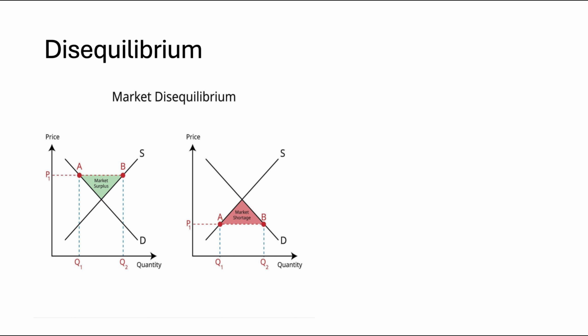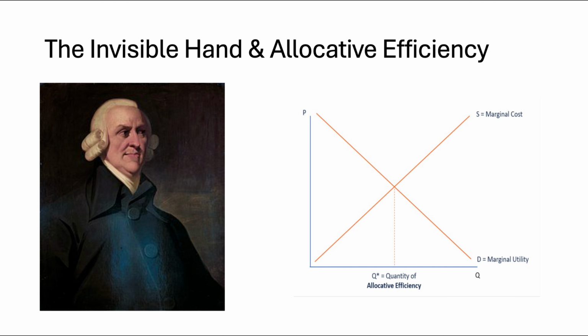In a free market, these imbalances put pressure on prices, such as shortages push prices upwards and surpluses push them downwards, until the equilibrium is restored. The father of modern economics, Adam Smith, called this process the invisible hand. In his point of view, markets naturally move towards equilibrium without any sort of central planning.